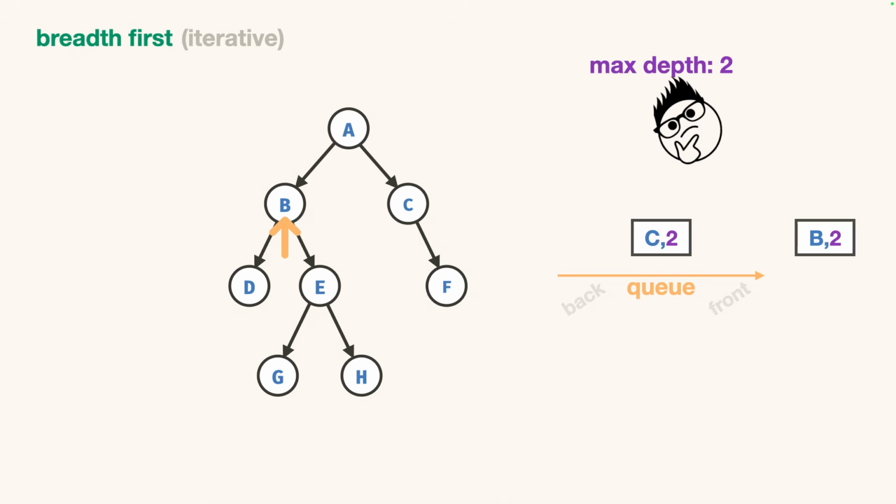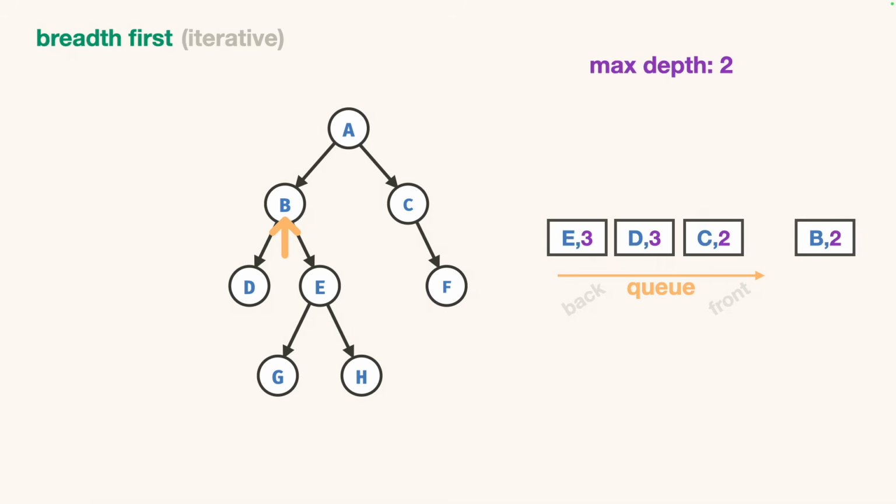What I want to do now is consider B's children. So I had an entry for the left child D. Notice that D has a depth of 3, again, just adding 1 from the B's 2. And I also add the right child, which is the E. Be sure to add it to the back of the queue. We call that enqueuing. At this point, I'm done with that B node. So I dequeue from the front.